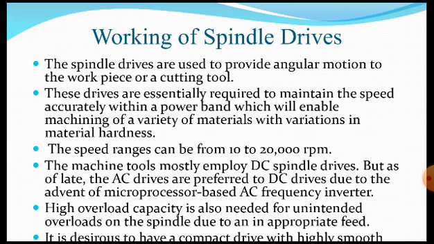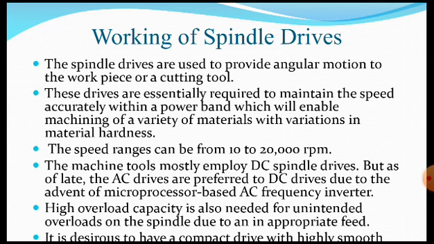As far as machining of different materials is concerned, with the variations in the material hardness, the speed ranges can be from 10 to 20,000 rpm. Nowadays you are going to have more than that. This is the old concept, as given in the book. So try to view some of the important videos related to spindle drives. The speed ranges can be from 10 to 20,000 revolutions per minute.